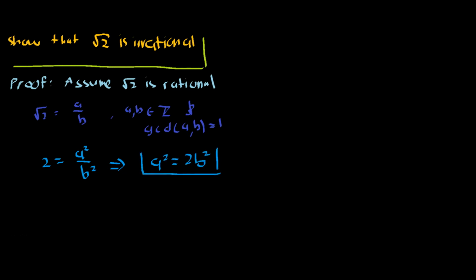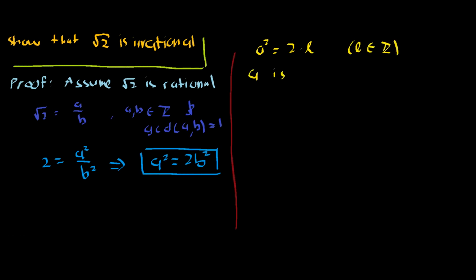From a very basic axiom, we know that a number is even if it is equal to 2 times some integer. So a squared is even, as it's equal to 2 times b squared, where b squared is just an integer. And the only way that a squared can be even is if a is even. So we know for a fact that a is even. What do we also know about even numbers? They can be written as 2 times an integer.